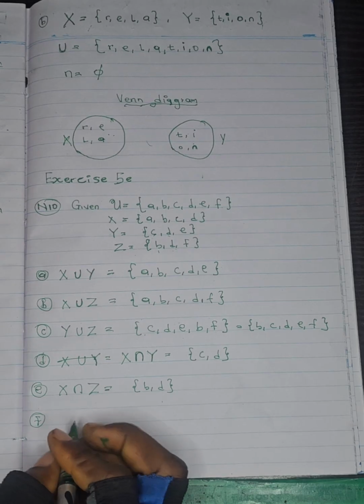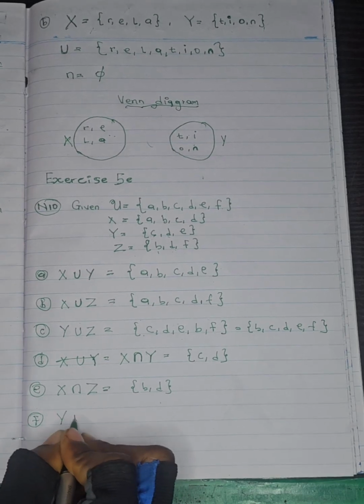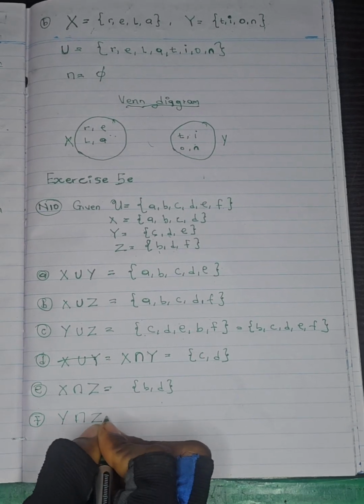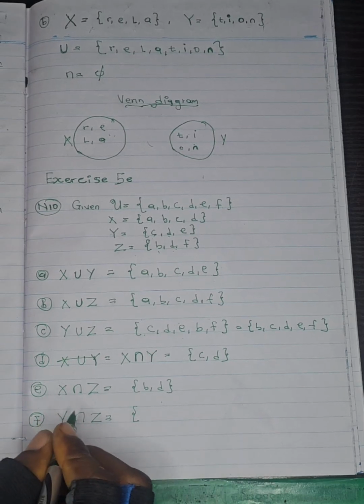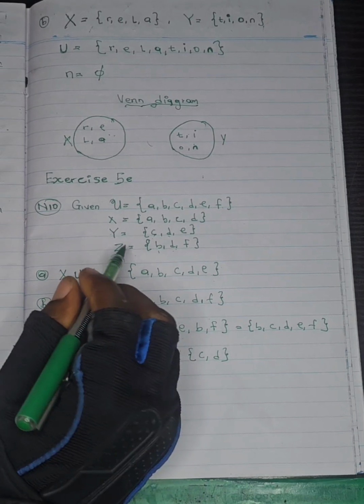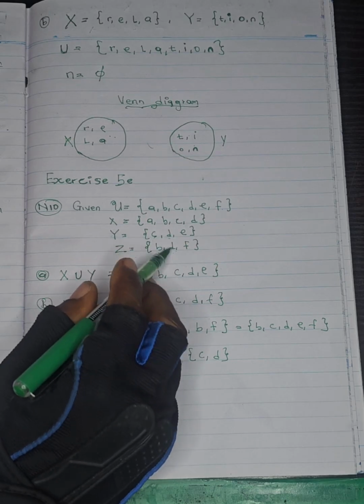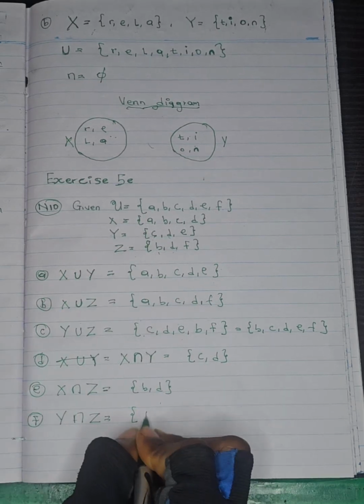Number F, we have Y intersection Z. So what do Y and Z have in common? If you look at it, they only have D in common. The rest are different. So just write your D.